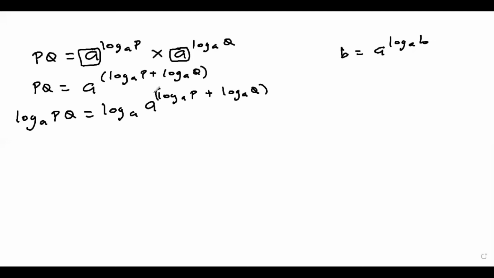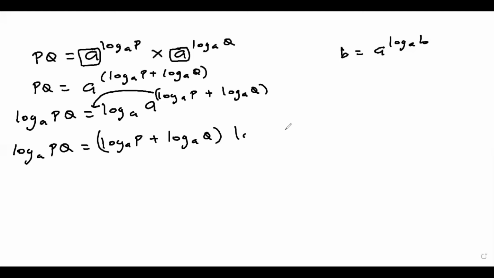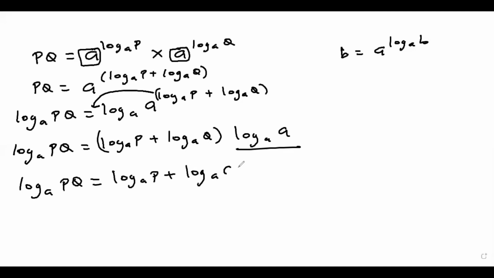So now we'd have to take down the power to the forefront. So we'd have log base a of pq be equal to log base a of p plus log base a of q being multiplied by log base a of a. And if you can recall, log base a of a is 1. So that means log base a of pq is equal to log base a of p plus log base a of q.